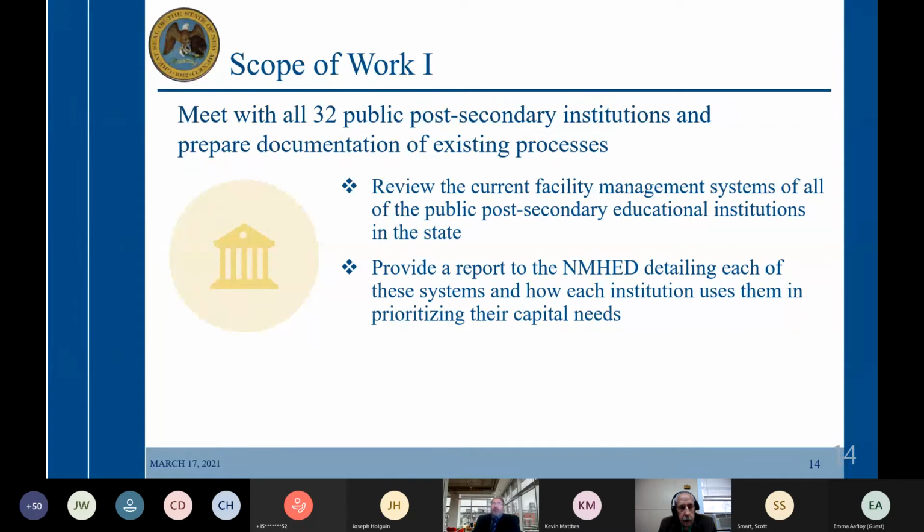We went over the facility management systems that are in place, and we were expected to provide a report to NMHED detailing each of the systems and what the schools were doing. And I would really commend HED. One of the things that was reiterated to me several times was we really want to understand what the schools are doing. And I felt like that was really important after all my years in New Mexico. And I had a great appreciation that NMHED was looking at it from the school's perspective.